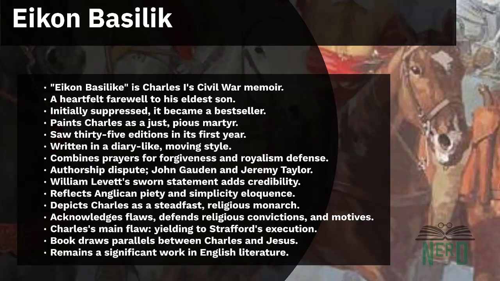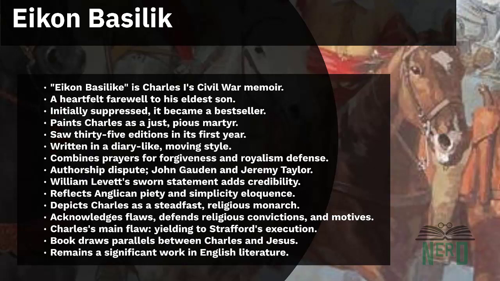The first year of printing alone saw 35 editions of the Eikon Basilikē, often published in a compact format for discreet reading. Written in a simple, moving, and straightforward style resembling a diary, the book combines prayers for forgiveness towards Charles's executioners with a defense of royalism and the king's political and military endeavors that contributed to the Civil War. Authorship of the book remains a subject of debate.